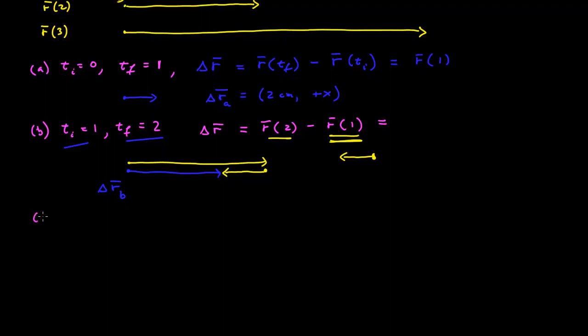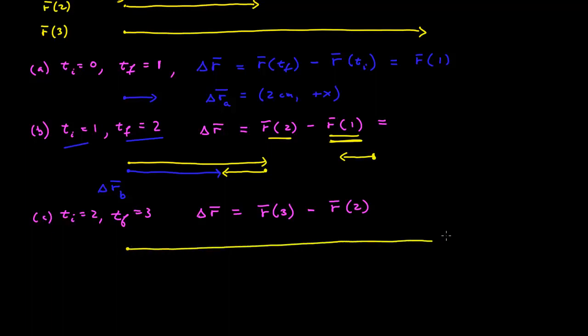So now I'm looking at my initial time to be 2 and my final time to be 3. My displacement then is my vector function evaluated at 3 minus my vector function evaluated at 2. So now I'm going to add these graphically. And this one was this long one evaluated, 18 centimeters long, pointing in the positive x direction.